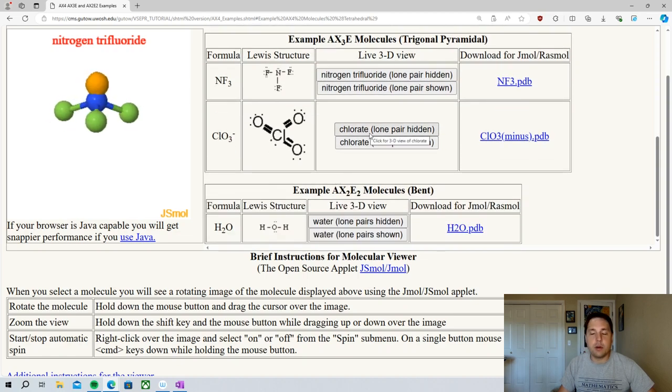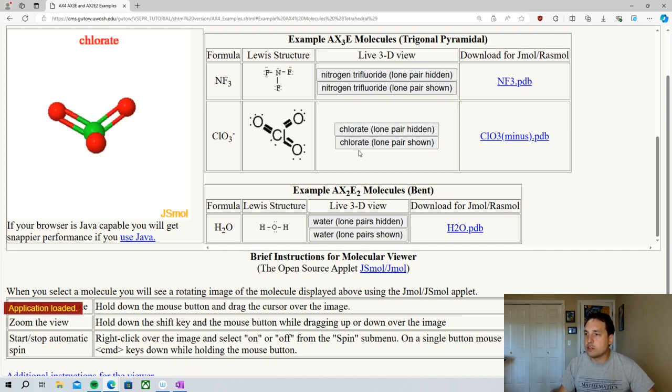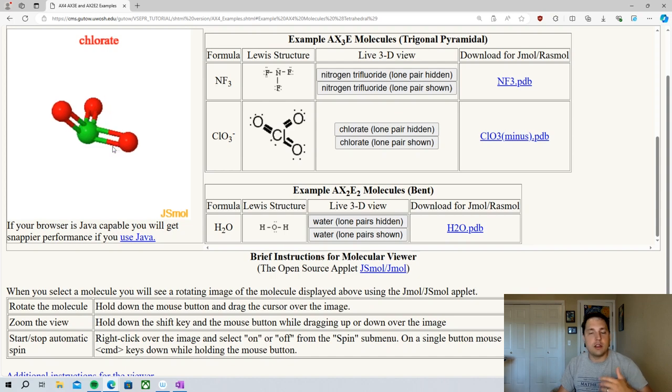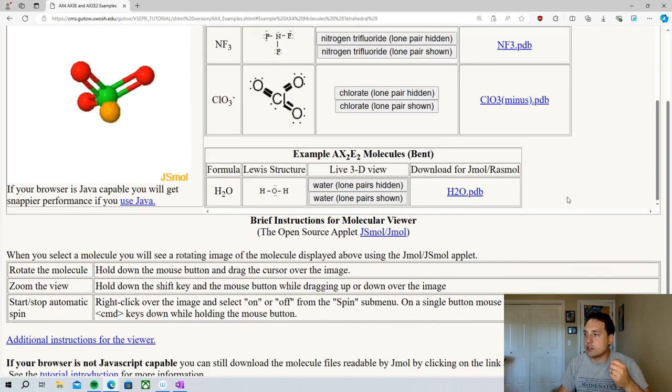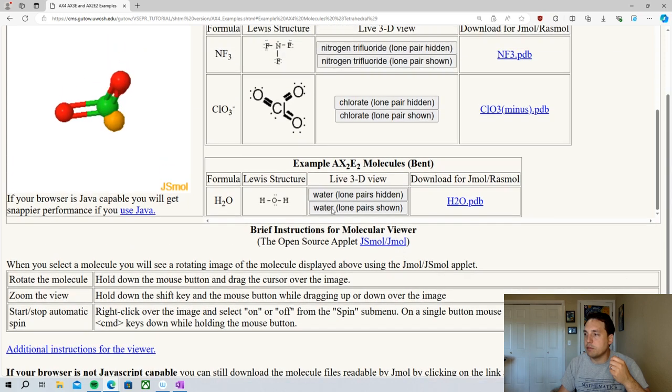The chlorate polyatomic anion has double bonds because chlorine is one of these elements that can have an expanded octet. So here we have another interesting example of trigonal pyramidal. The last tetrahedral electronic geometry is the bent geometry, which is how we're going to represent water.